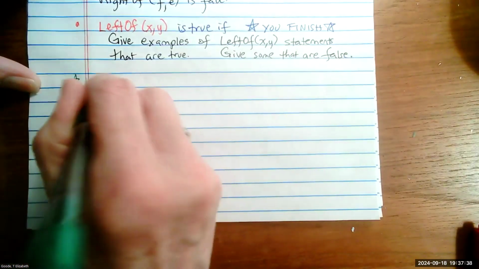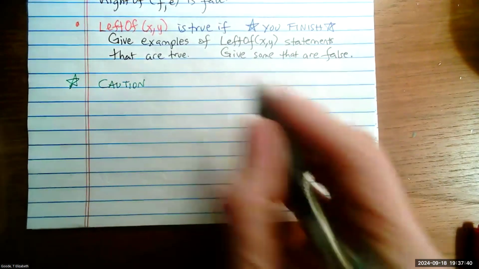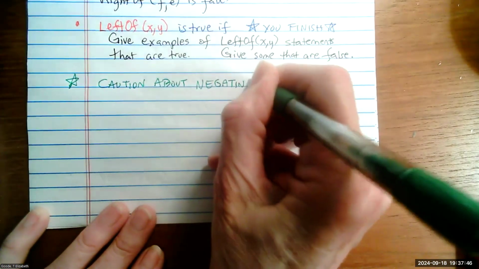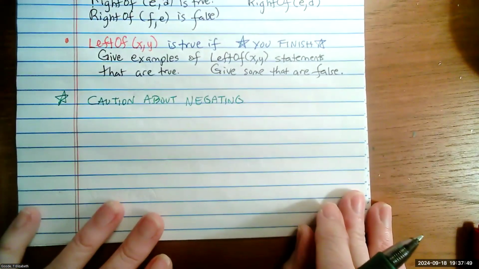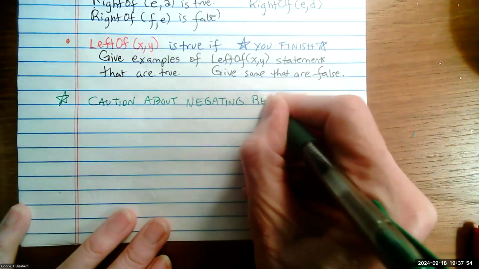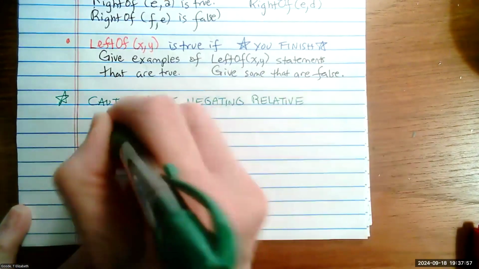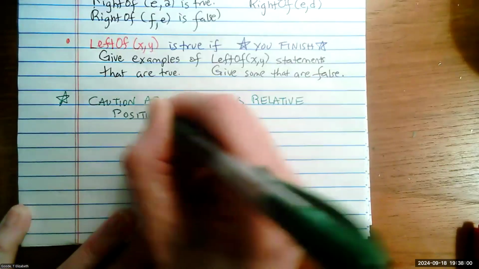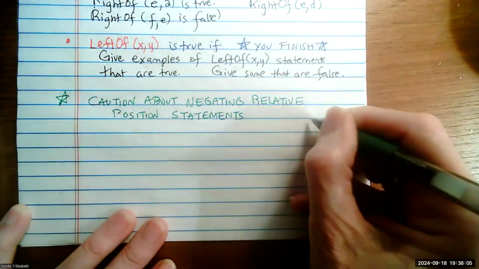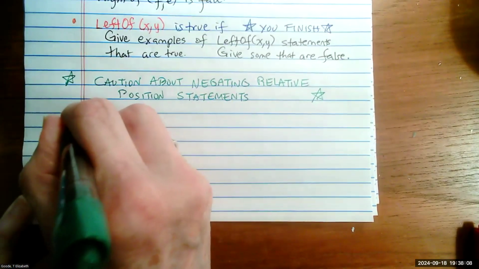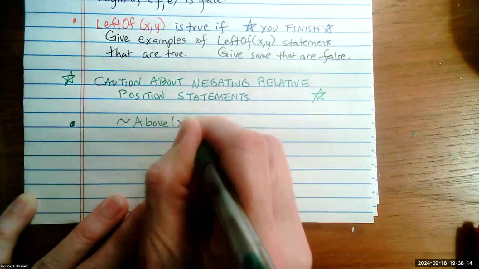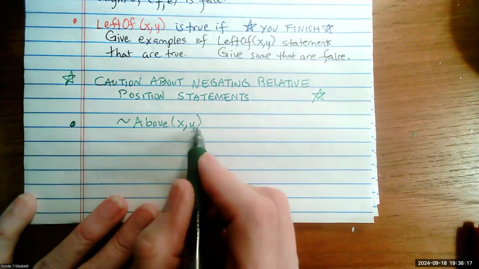So here's a big fat caution about negating. Because you're going to be doing this when you work on your prep for day 8. You're going to be negating those statements in worksheet 1. And when you are negating relative position statements, we've got to be careful. So let me just show you that. All right, let's start with not above. Let's say we're going to negate above X, Y. And the way we read this is not above X, Y.